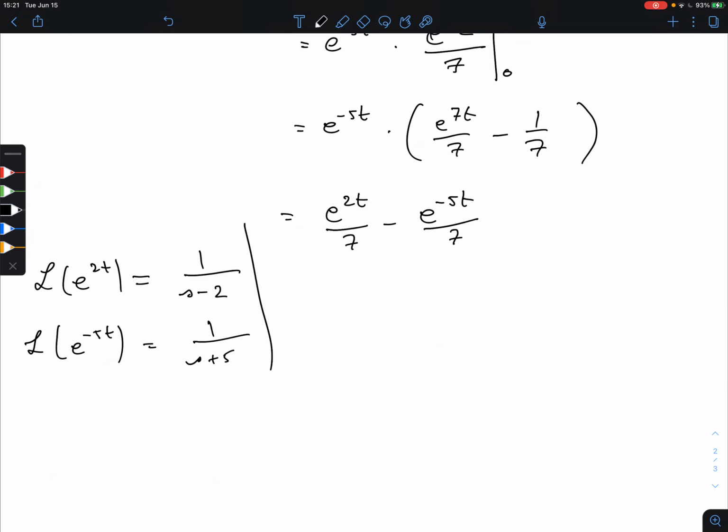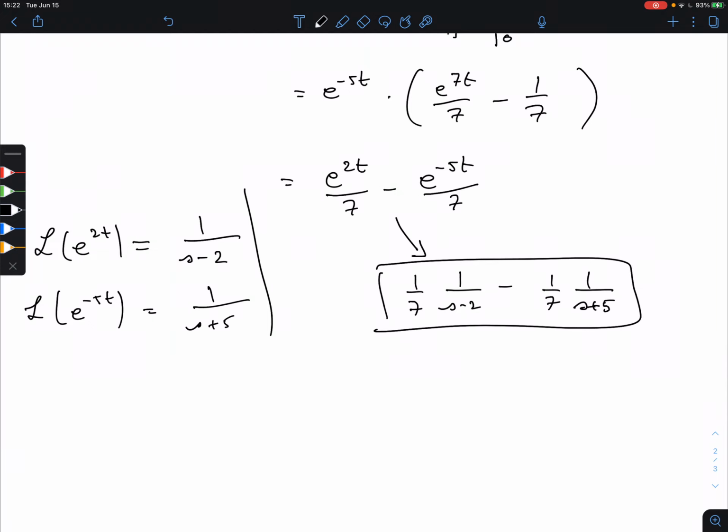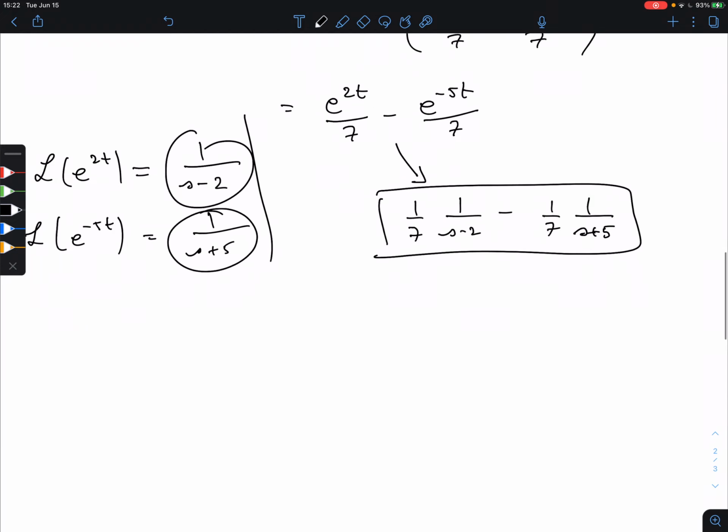Okay. What is the Laplace transform of this guy? Well, that's basically the same thing, right? This is this guy minus 1/7 times 1 over s plus 5. So that is that. Now, bear with me. What I'm going to do is multiply these two Laplace transforms. So we get 1 over s minus 2 times 1 over s plus 5.